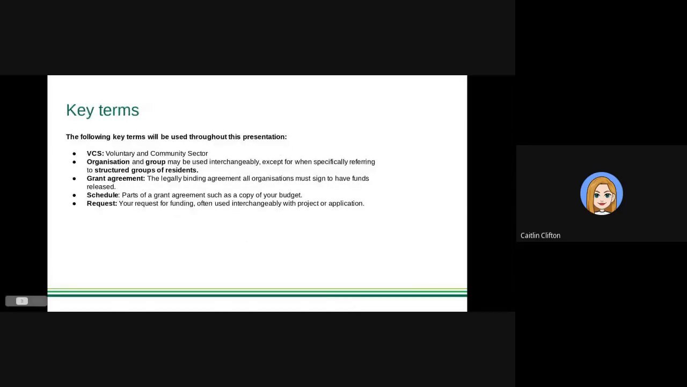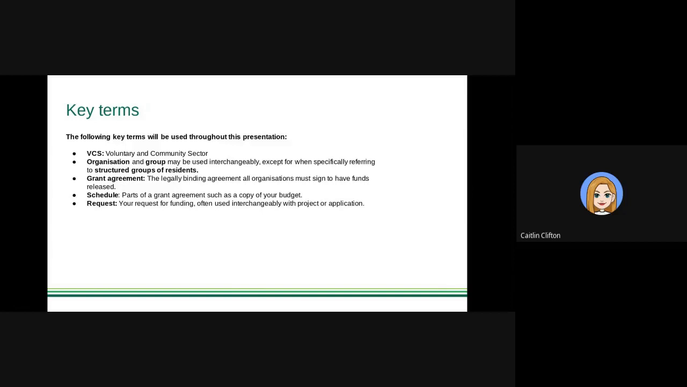So just some key terms that I want to establish before we kick off. I'm going to be using them throughout this presentation. VCS is what we use to describe the voluntary and community sector. When I use the words organization and group, I may use them interchangeably, except for when specifically referring to a structured group of residents.